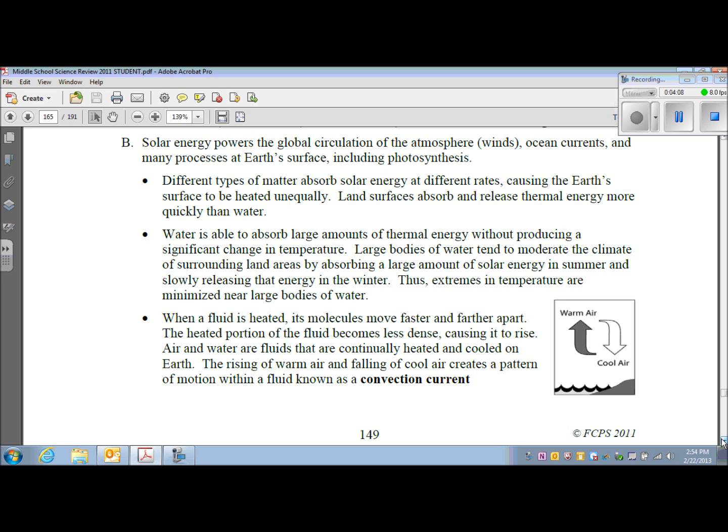When a fluid is heated, its molecules move faster and further apart. The heated portion of the fluid becomes less dense, causing it to rise. Air and water are fluids that are continually heated and cooled on Earth. The rising of warm air and falling of cool air creates a pattern of motion within a fluid known as a convection current.